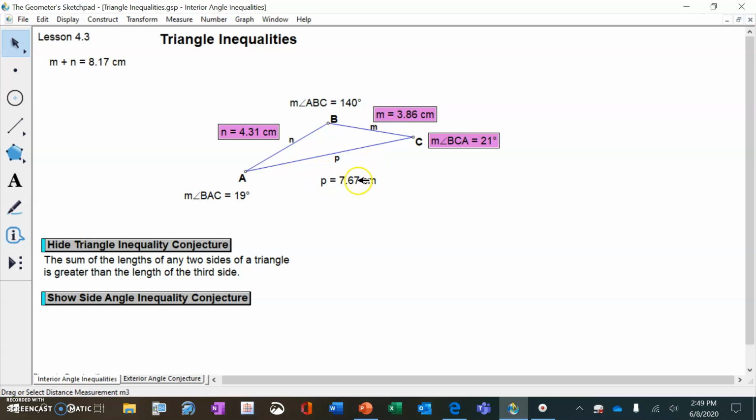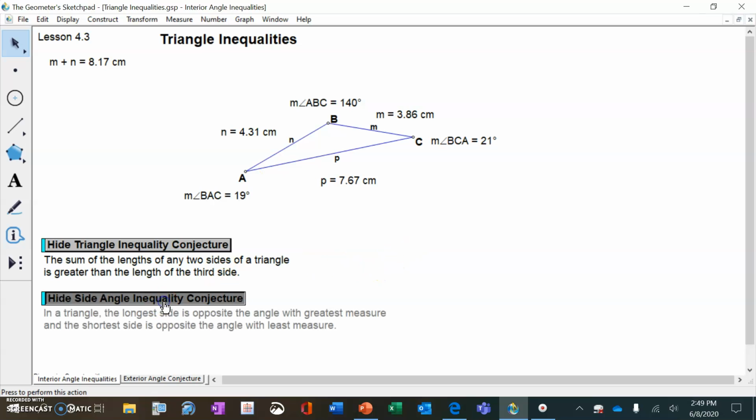This one's too small and this one is larger. So I'm going to knock those out. I'm going to say the medium-sized angle is across from the medium side. Okay, this is how they say it.